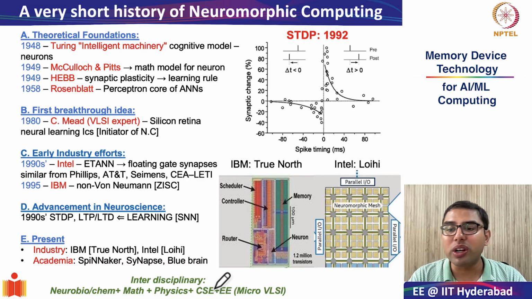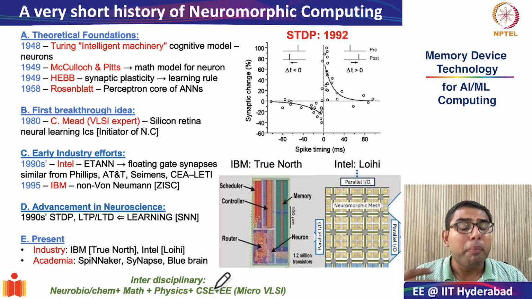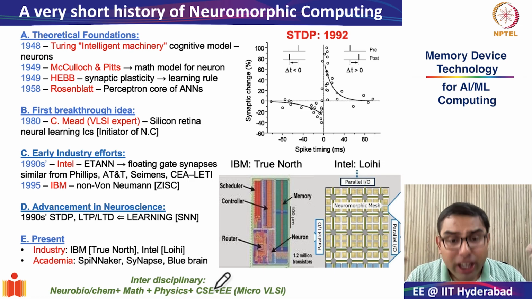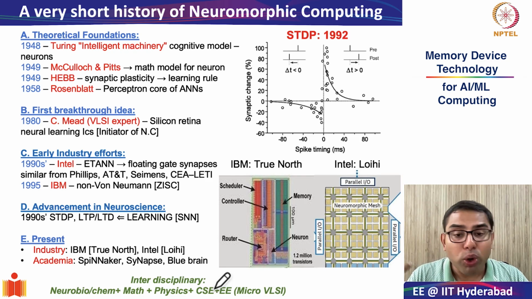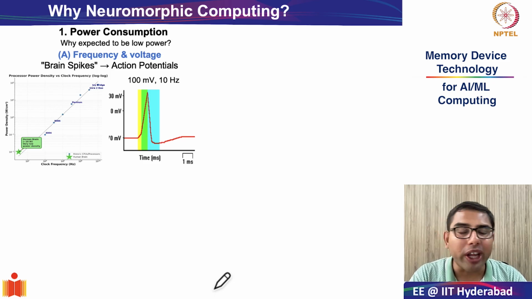Unlike classical computer science or electrical engineering, which were the driving forces of traditional computing, there are a lot of ideas coming from neurobiology, chemistry, mathematical modeling, physics, material science, micro VLSI, and computer science, which all go together in building these neuromorphic chips for next generation neuromorphic computing. Next, we will look at why there is this renewed interest in neuromorphic computing.